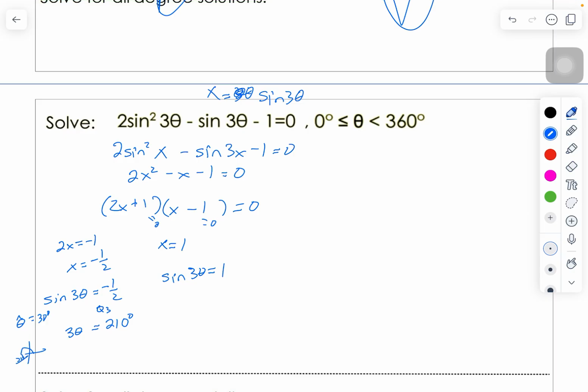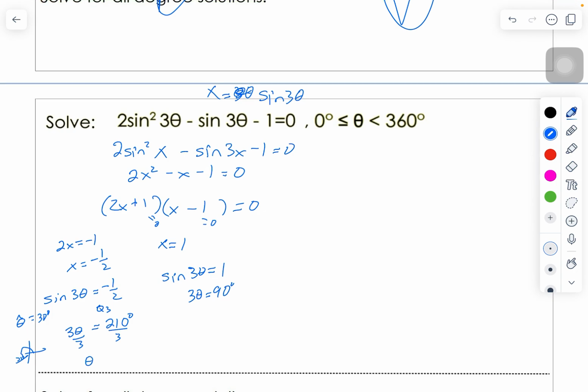Okay, I'll take the inverse sine of 1, so 3 theta is equal to 90. And again, I got that from the unit circle, but I took the inverse sine of both sides. Divide by 3 here, and I am going to get 30.